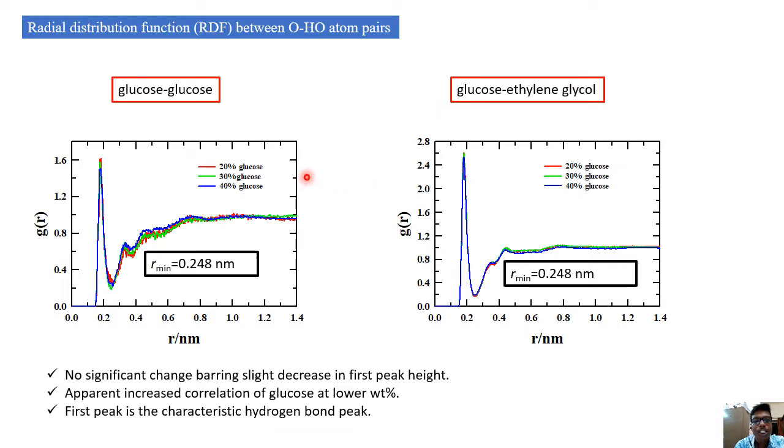Here is the radial distribution function between oxygen and hydroxyl hydrogen atom pairs for glucose-glucose and glucose-ethylene glycol molecules. Here we see no significant change, barring a slight decrease in the main peak height with increase in glucose concentration, and this main peak is the characteristic hydrogen bond peak.